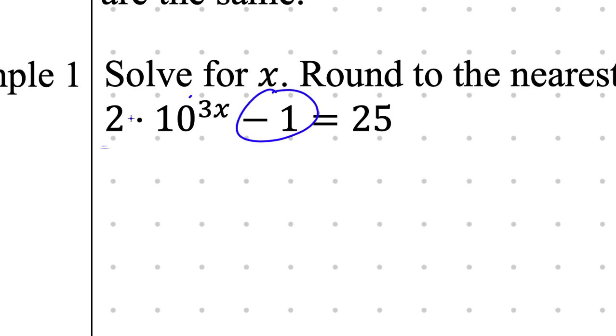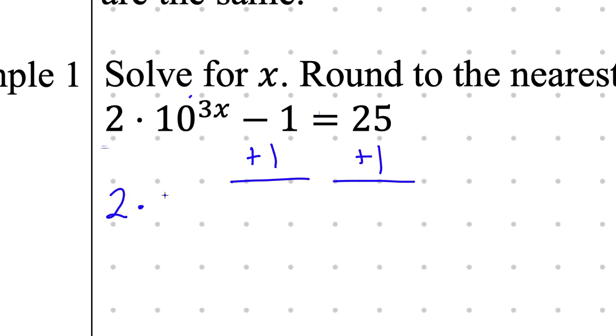You're going to do reverse PEMDAS. So add 1. A and S are on that bottom row, and then finally multiply and divide on the next row. So add 1 to both sides, everyone write it down. When we add 1 to both sides, I now have 2 times 10 to the 3x on the left-hand side. On the right-hand side, I have 26. Emily, what am I going to do next? Something with that 2.